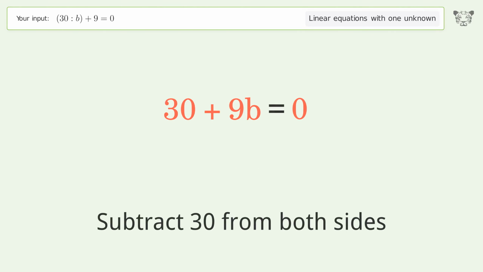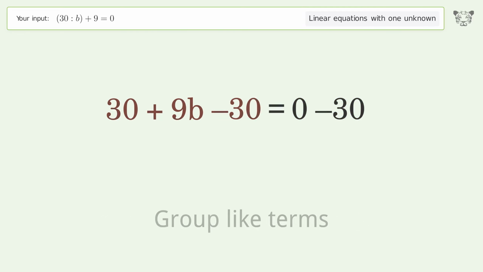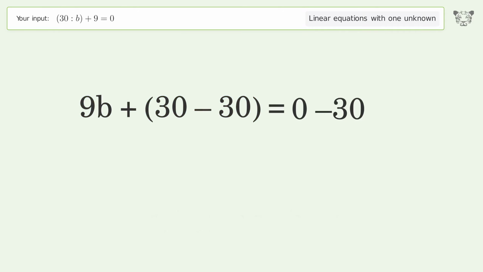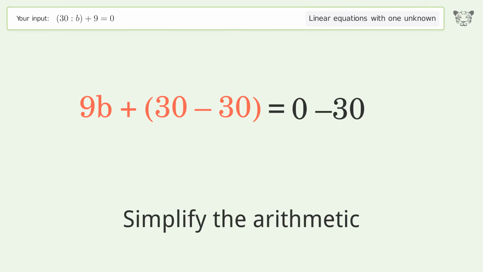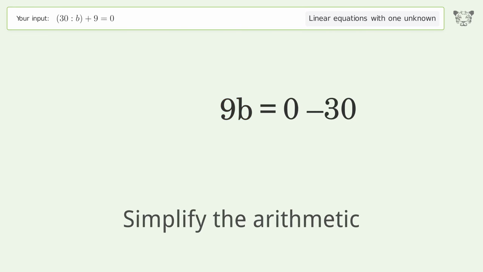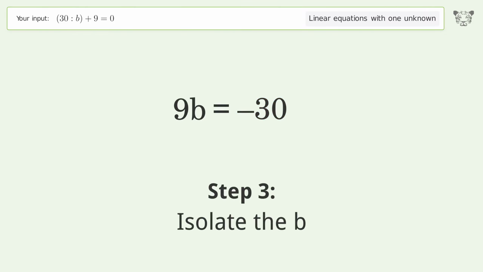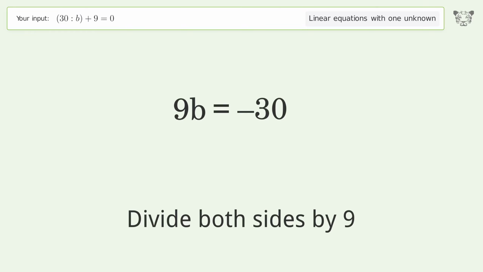Subtract 30 from both sides. Group like terms. Simplify the arithmetic. Isolate the b. Divide both sides by 9.